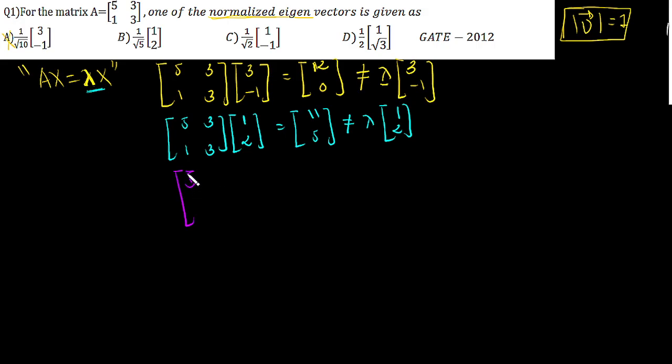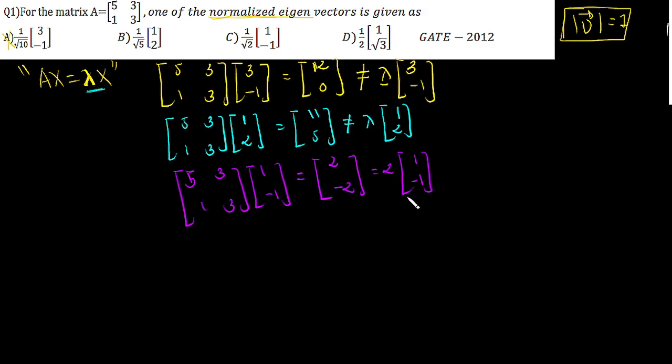Same matrix here, 5 3 1 3, but now we put the vector given in option C, which is 1, minus 1. Let's do the multiplication: 5 minus 3 is 2, and 1 minus 3 is minus 2. Now you can easily see that if I bring 2 out of this vector, I end up with the 1, minus 1 vector, which is the initial one. So the vector is repeating, and 1, minus 1 is an eigenvector for this matrix A.